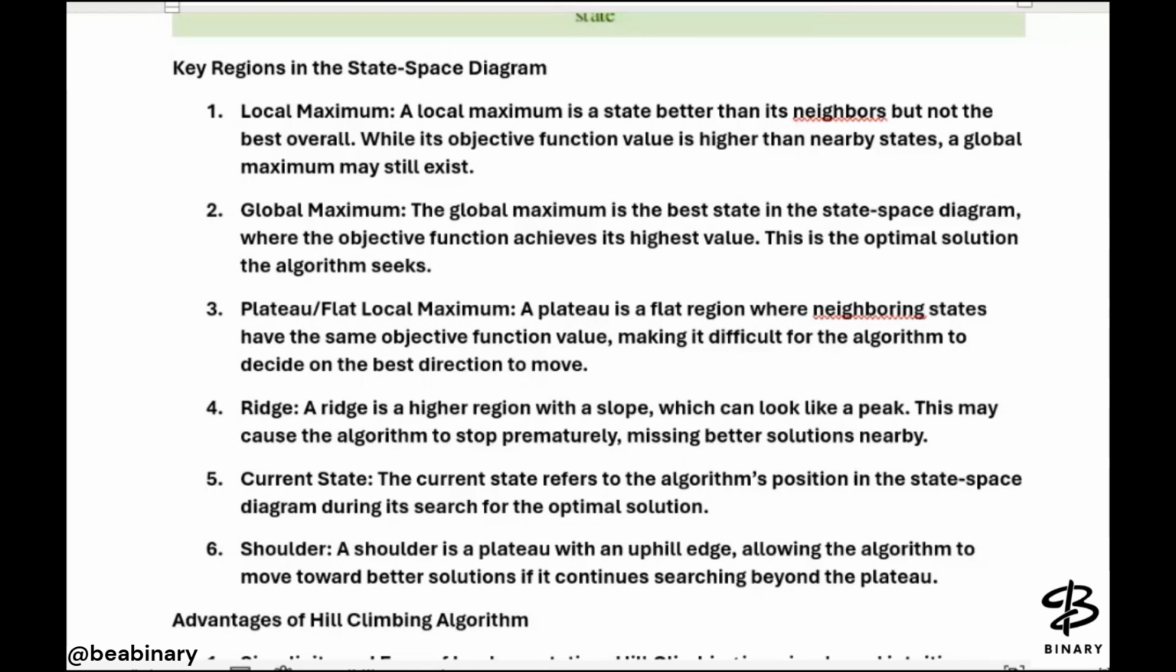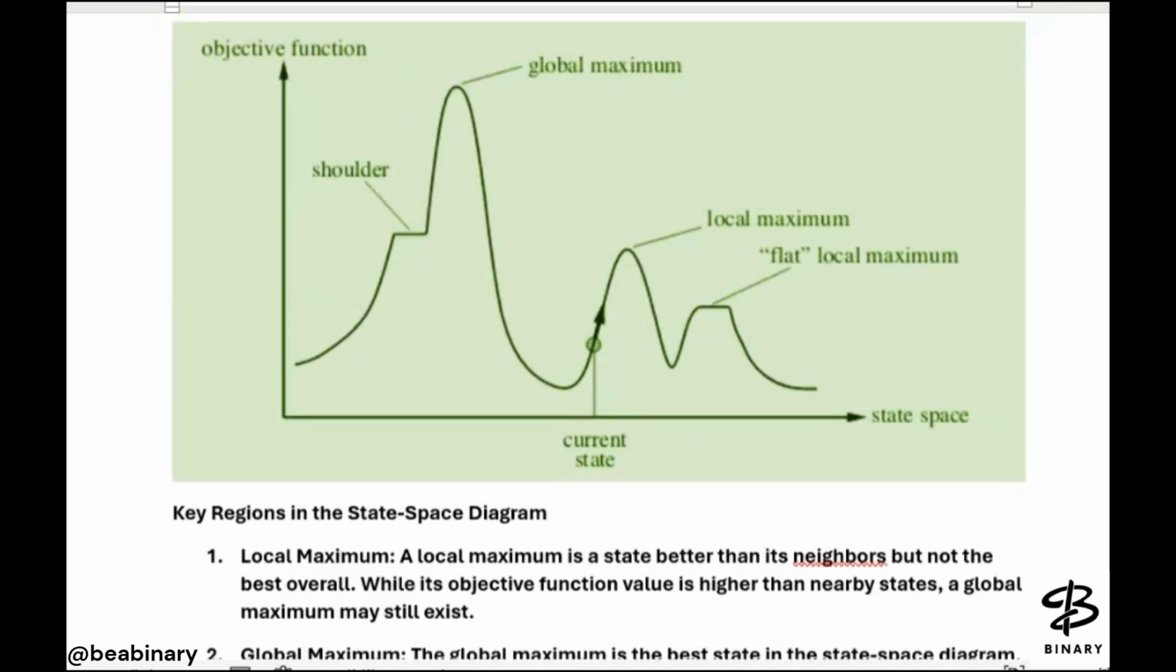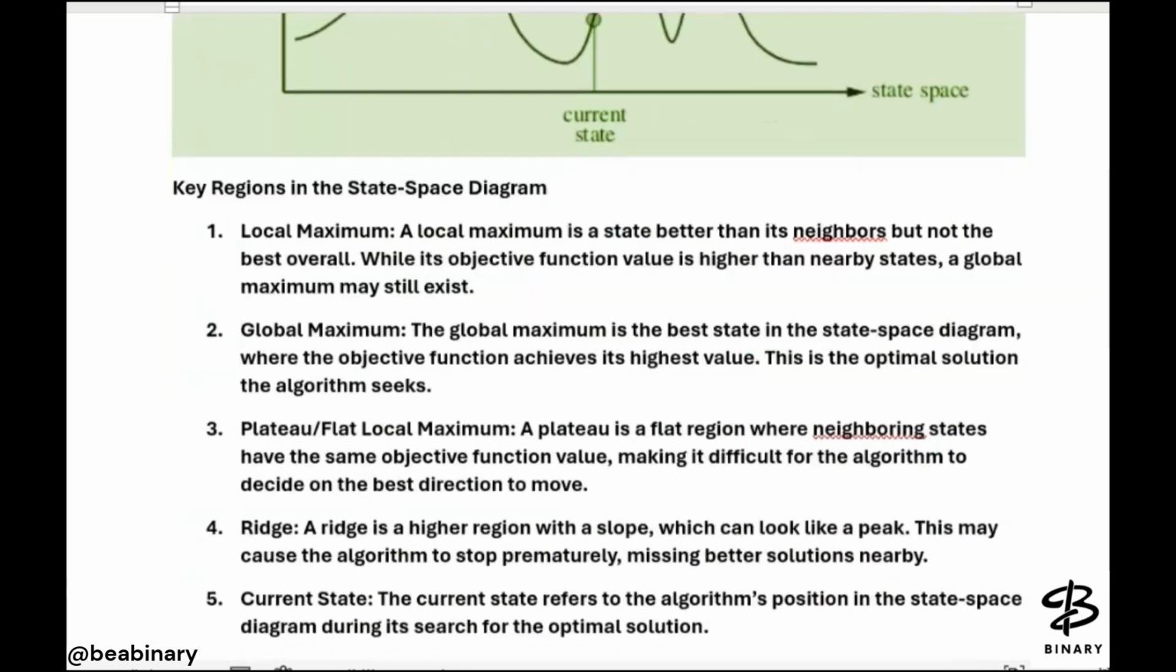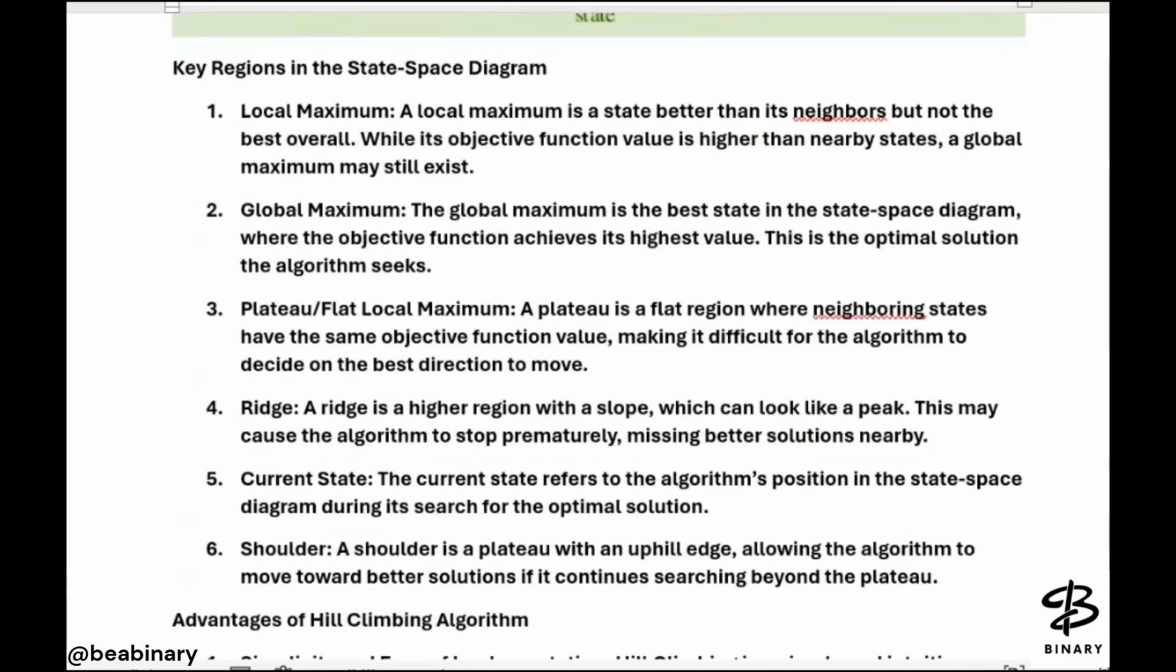When all the neighboring states have the same cost to move, right? Then the ridge is there. Ridge is a higher region with a slope, which can look like a peak. We can see it in the diagram. So this diagram is there. Or a flat local maximum, we are saying. A plateau is a flat region where the neighboring states have the same objective function, and the ridge is a higher region with a slope which can look like a peak, and this may cause the algorithm to stop prematurely, missing the better solutions nearby.